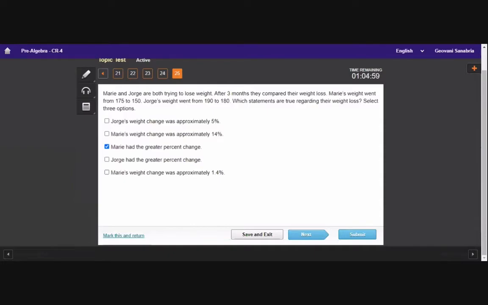So it says Jorge's weight change was approximately 5%. Did you get that? Did you use that? 190, yeah, I got like 166 or something. You did minus 5%. Yeah, I could do it the other way. Well, 190 minus 5% is 180.5. That's what I got.